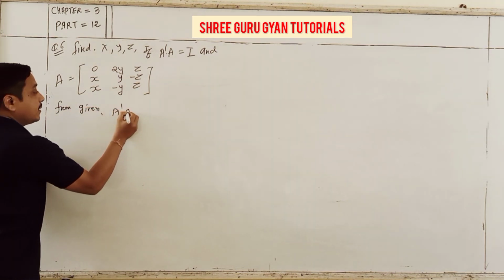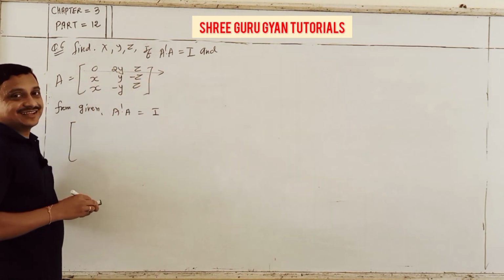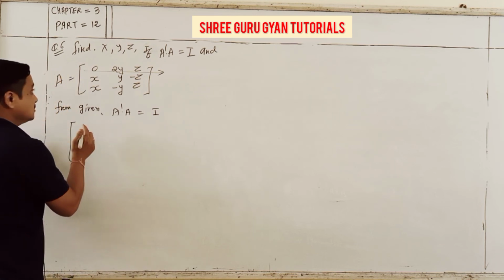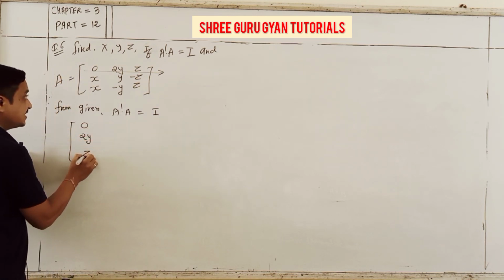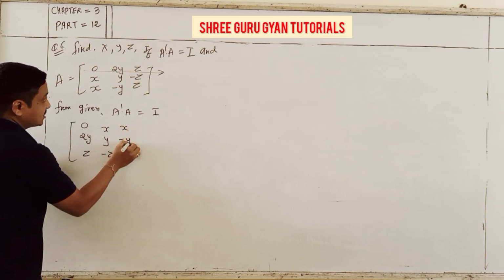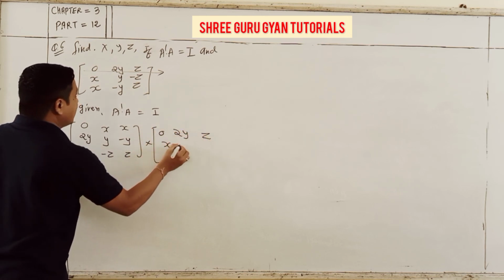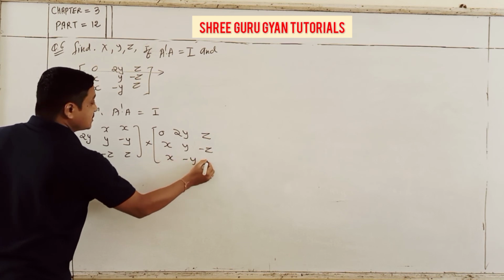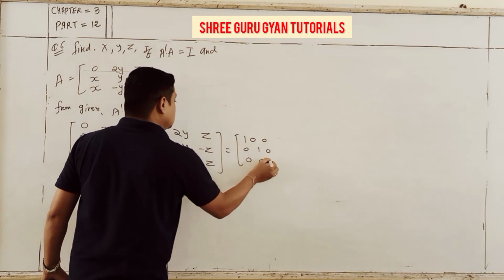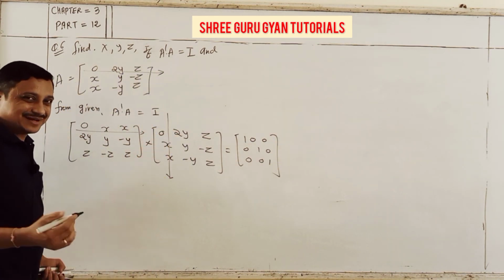So this I apply from the given, A dash into A, which is I. For A dash I have this transpose, rows changing into columns. So definitely you will write your answers: 0, x, x; 2y, y, minus y; z, minus z, z, and A as it is: 0, 2y, z; x, y, minus z; x, minus y, z, and I is also known, 1 0 0, 0 1 0, 0 0 1. So this row, that column, just matrix multiply.